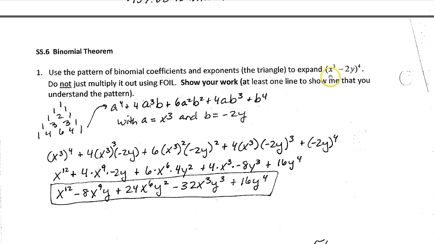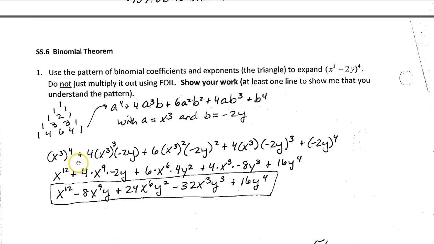Now I know this isn't a and b, but it's good to write that pattern first so that I know what to do with the x cubed and the negative 2y. So a is x cubed and b is negative 2y. So now I'm going to take this template that I've created and substitute x cubed every place there's an a and negative 2y every place there's a b, being careful to use parentheses because of the exponents.